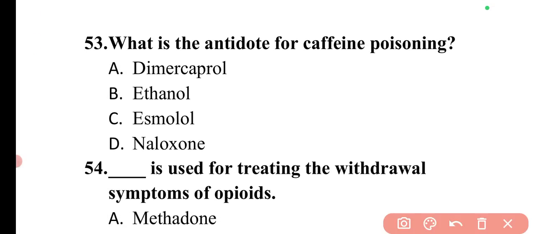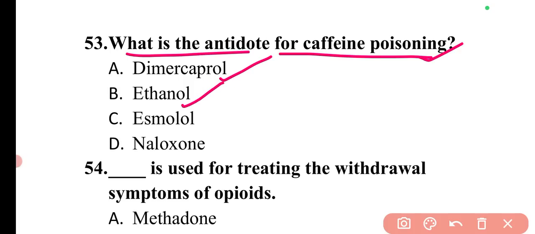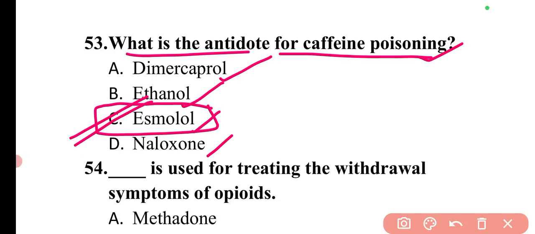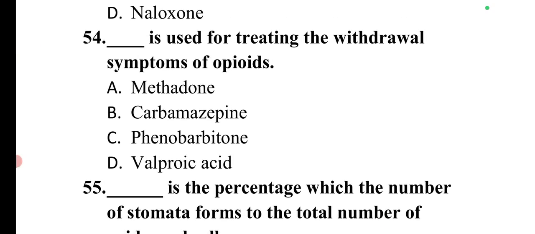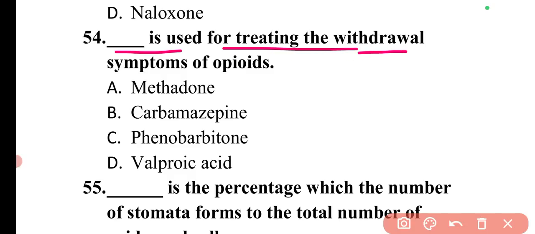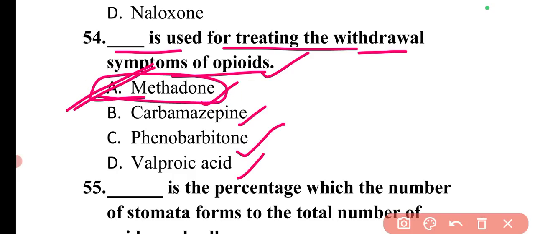Next question is, what is the antidote for caffeine poisoning? Options are dimercaprol, ethanol, esmolol, or naloxone. And the correct answer is option number C, esmolol. Next question is dash is used for treating the withdrawal symptoms of opioid. Options are methadone, carbamazepine, phenobarbital, or valproic acid. And the correct answer is option number A, methadone.